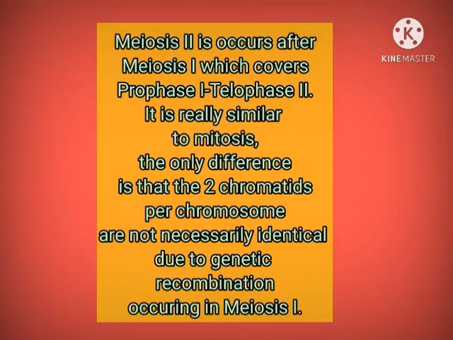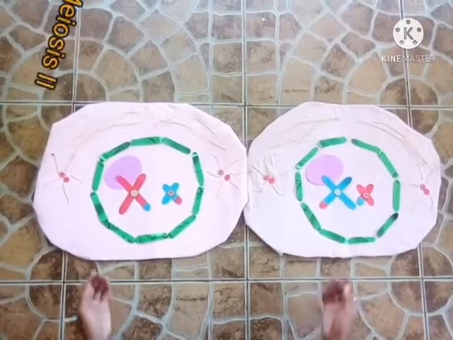Meiosis 2 occurs after meiosis 1, which covers prophase 1 to telophase 1. It is really similar to mitosis. The only difference is that the two chromatids per chromosome are not necessarily identical due to genetic recombination occurring in meiosis 1.